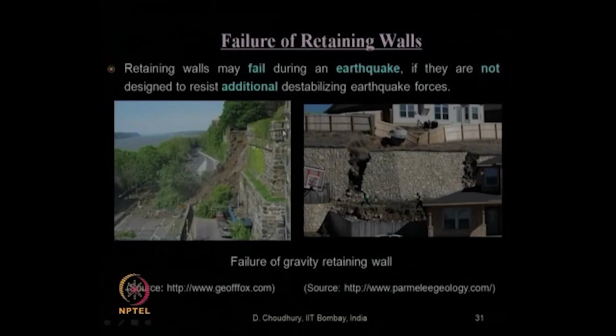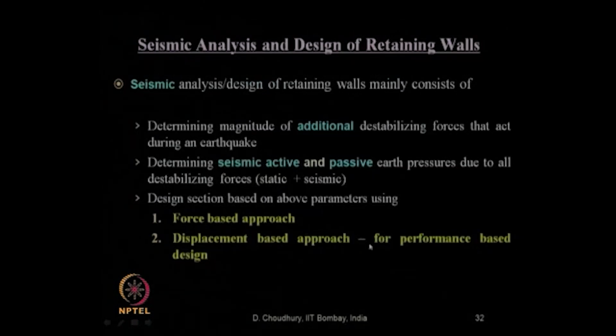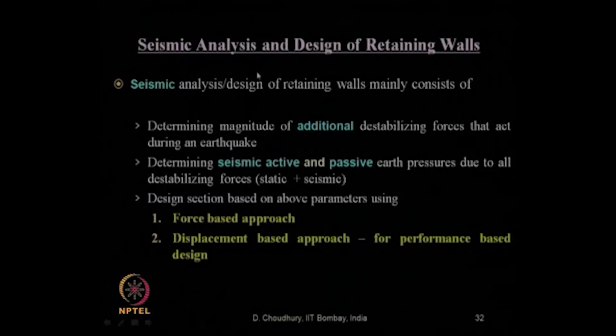Now, failure of retaining wall. There are several cases worldwide where during earthquakes retaining walls fail due to additional destabilizing earthquake forces. In what way do these earthquake forces induce additional forces on the retaining wall, for which probably it was not designed or analyzed? That is why there were several damages, as you can see from some of these pictures. So, when we are talking about seismic analysis and design of these retaining walls, it mainly consists of determining the magnitude of that additional destabilizing force that acts during an earthquake.